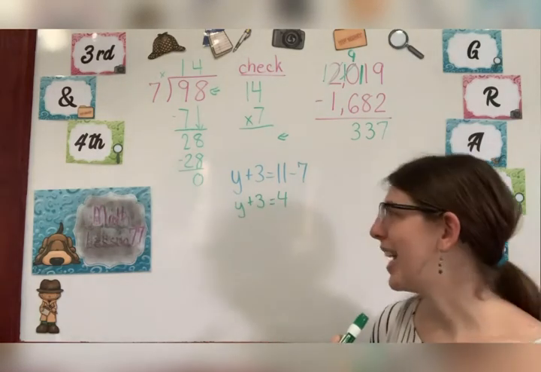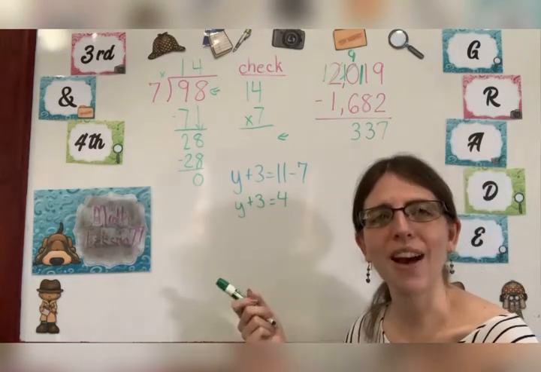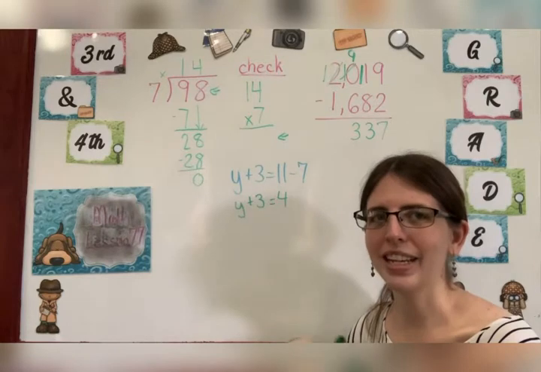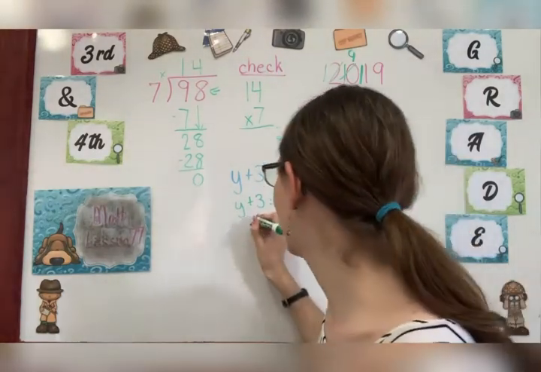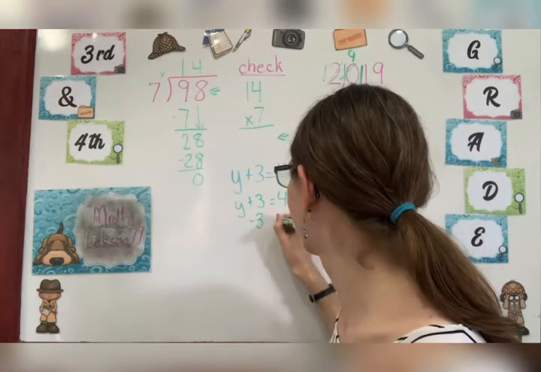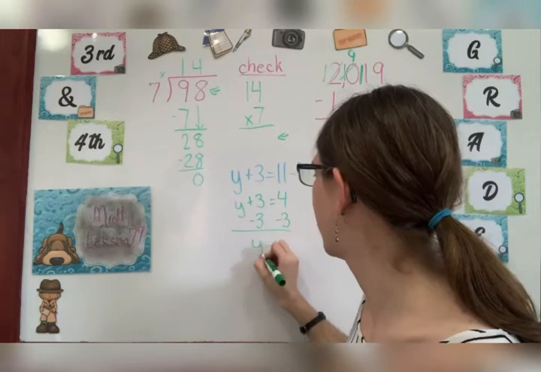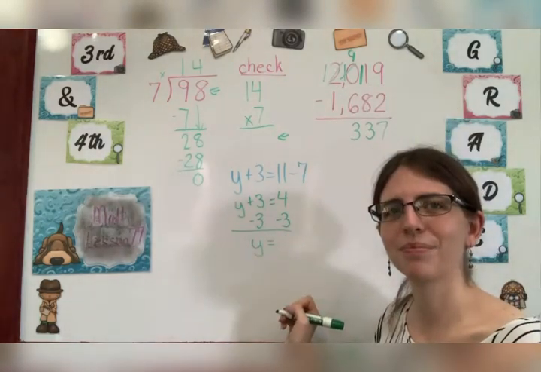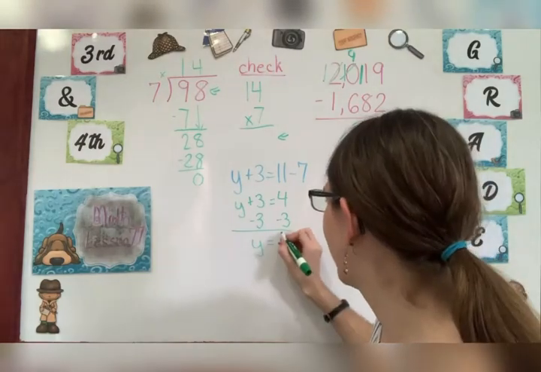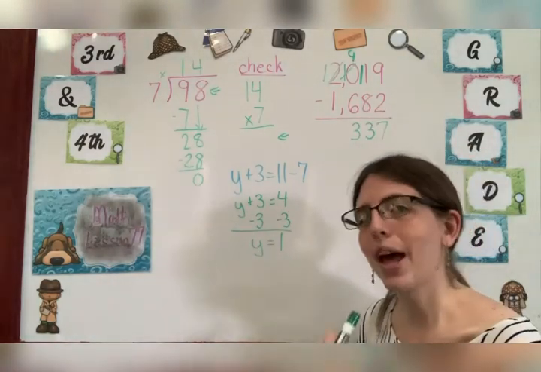The opposite, very good. The opposite of what I'm doing with y right now. Right now I'm adding 3. So I need to subtract 3. Good job. I'm left with y equals 4 minus 3 is 1. Very good. Okay, I think that's my answer, but I want to check it.